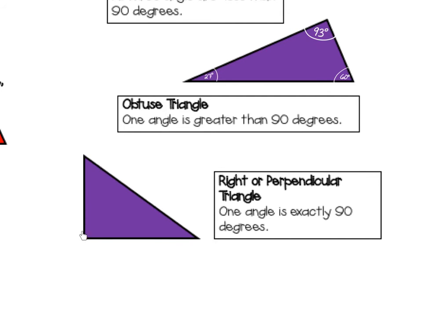Now, right here we have a 90-degree angle, and a 90-degree angle can also be considered a right triangle. It can also be considered a perpendicular triangle because this set of lines here, they are perpendicular or 90 degrees. So let's go ahead and show what a sample of this might be.